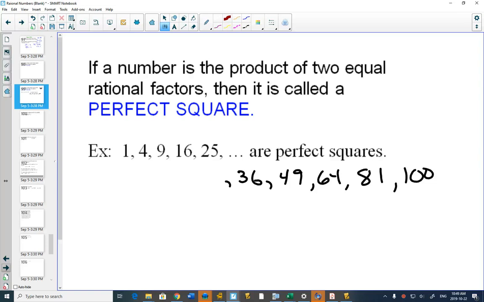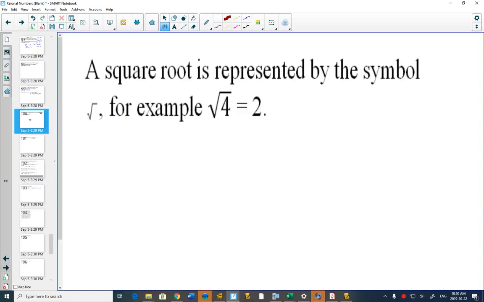196. 15 times 15, 225. 16 times 16, 256. 17 times 17, 289. 18 times 18, 324. Whew. Okay. I think I've got them up to like 30 something. 19 times 19, 361, you bet. Okay, those are our perfect squares.